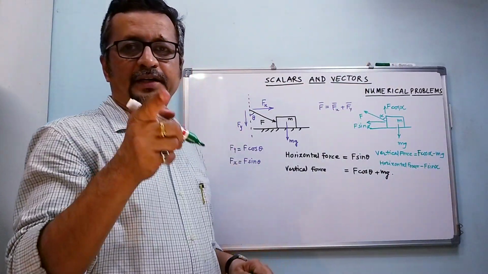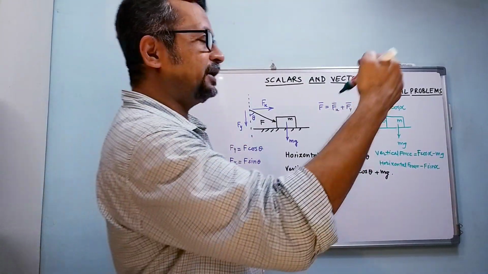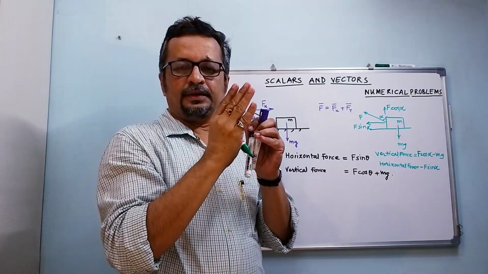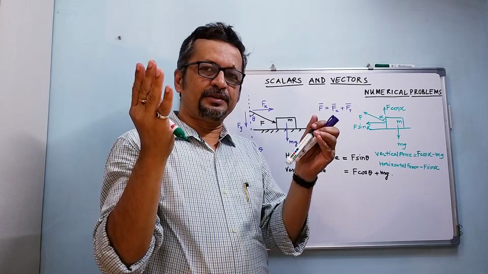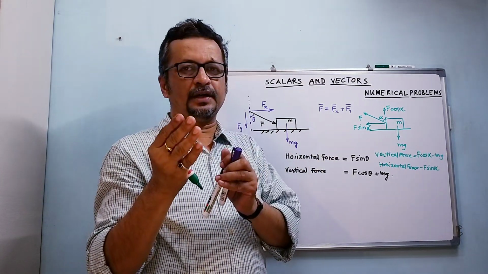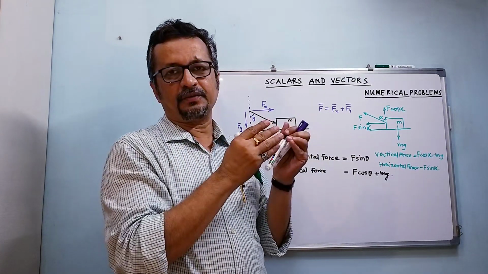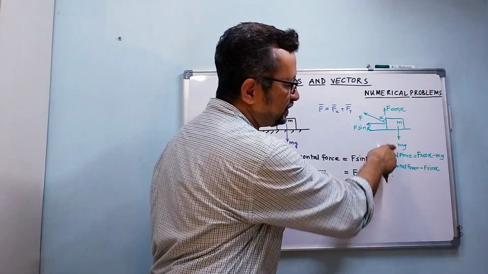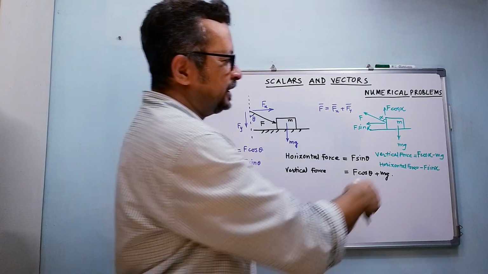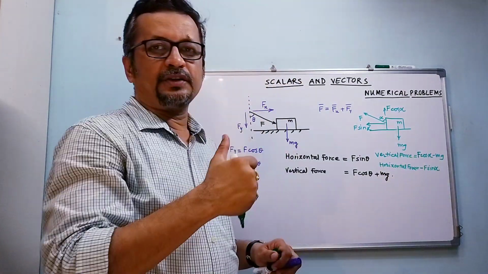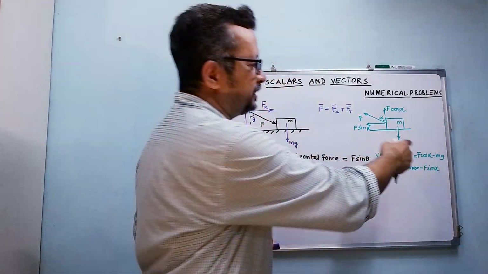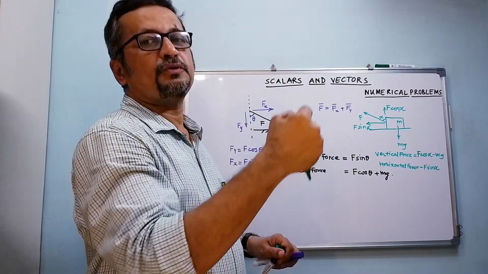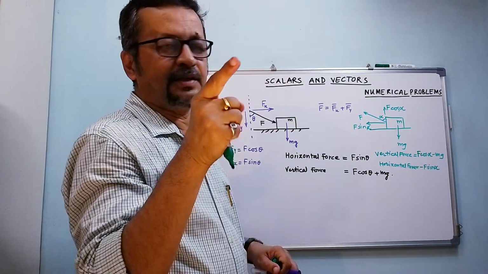Now what is the reason for writing minus F sin alpha? Because it is going towards the left. Whatever distances you measure to the right of the origin are positive and to the left of the origin are negative. Above the origin positive and below the origin negative. So that is why my mg, which is acting below the origin, is negative. My F cos alpha is acting above the origin, so it is positive. My F sin alpha is acting to the left of the origin, so it is negative.